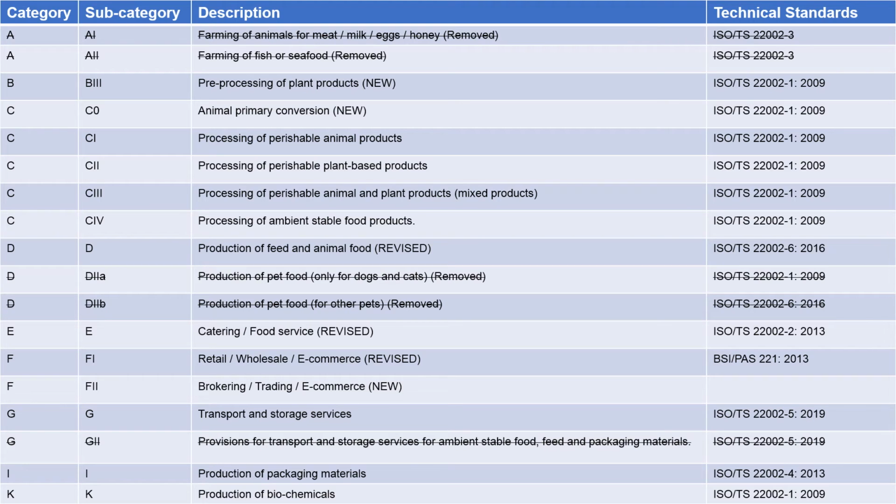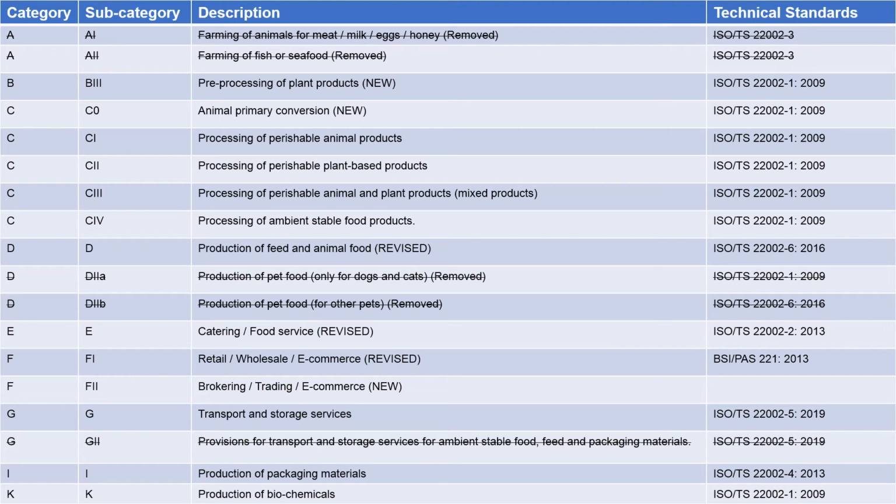Then let's look at I. Not much has changed in I. It's still production of packaging material, just that they have better given example of included activities and products, that it includes production of packaging material in contact with food, feed and animal food. It may include packaging produced on site for use in processing.